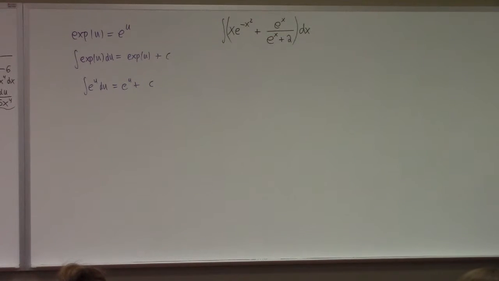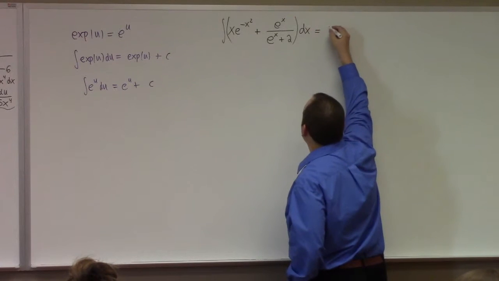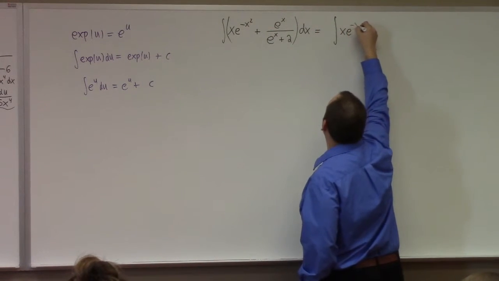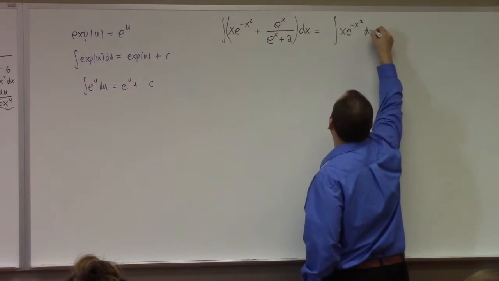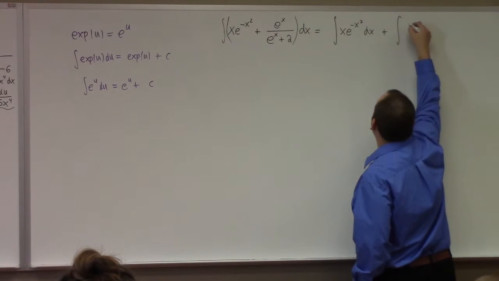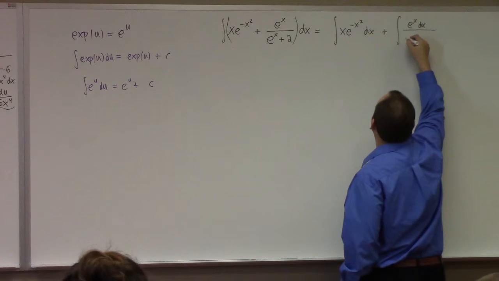So first of all, divide and conquer, all right? I mean, break it into 2 pieces. We have first the integral of x e to the minus x squared dx plus the integral of e to the x dx over e to the x plus 2.